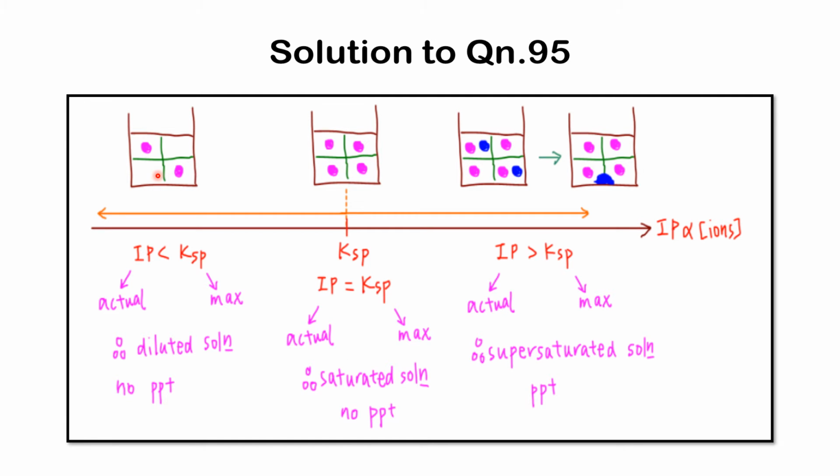Look at this container, there are 4 slots in total. I have filled 2 ions in them. I can fill 2 more ions. So it means the ionic product is lesser than the solubility product. So it's a dilute solution.